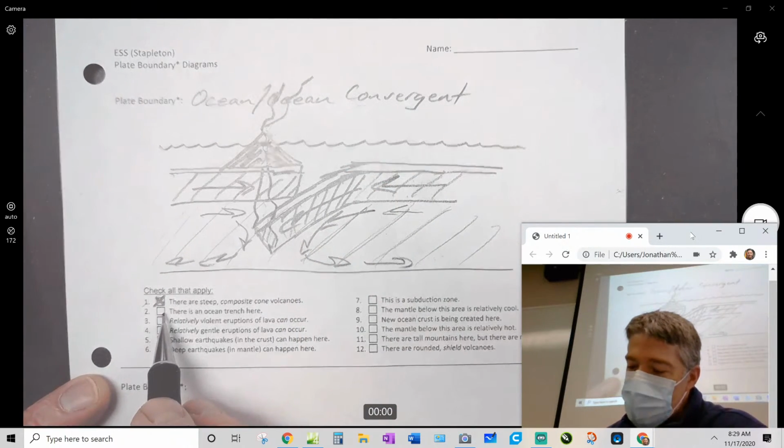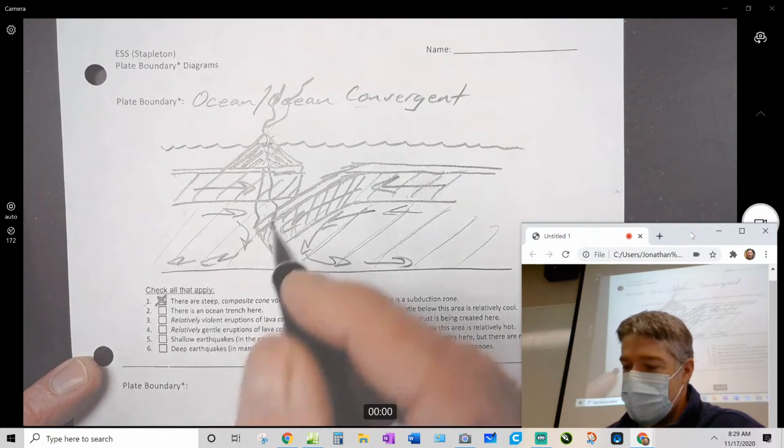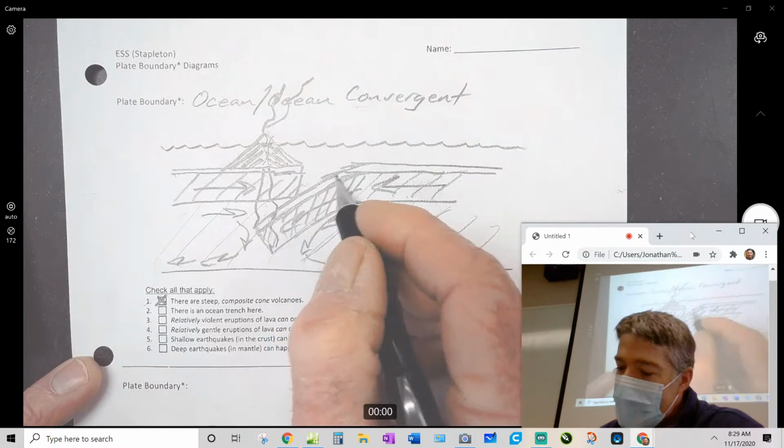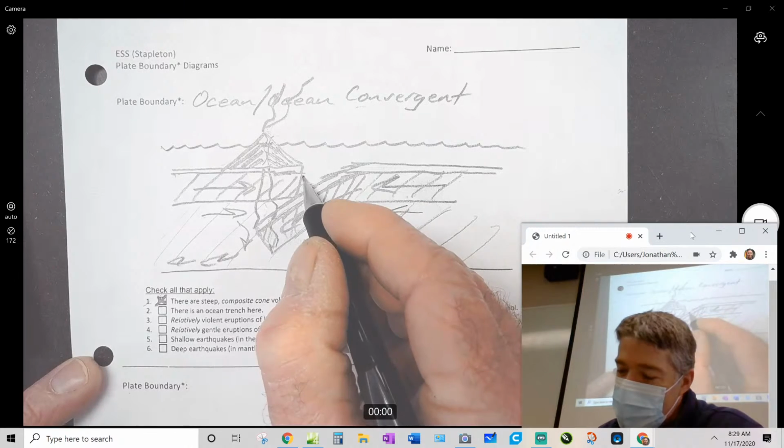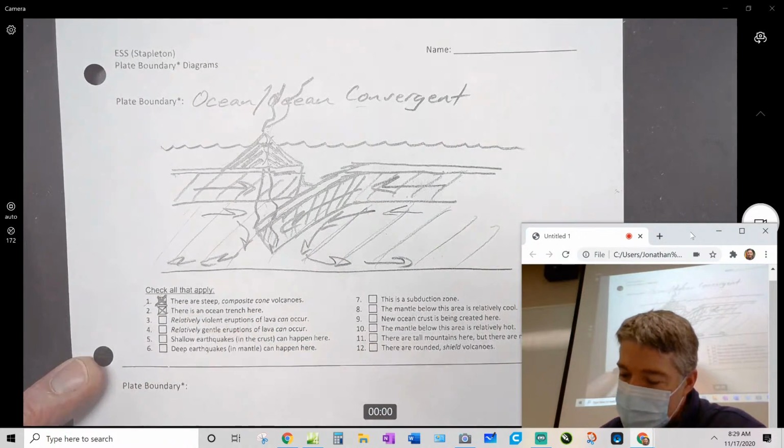Okay, there's an ocean trench here. Do you see an ocean trench? Right there, that's where trenches form. And some of this sediment is going to get filled into the trench, but there'll still be a trench.